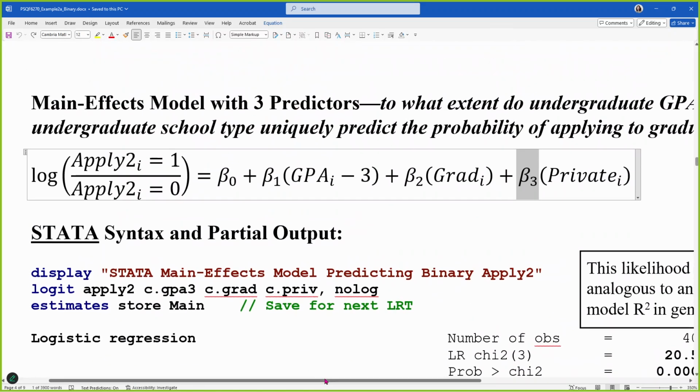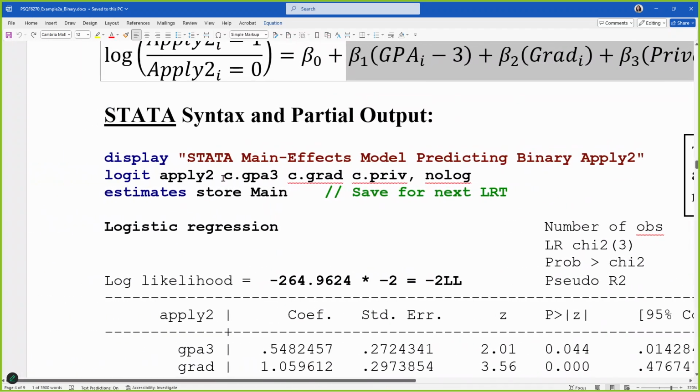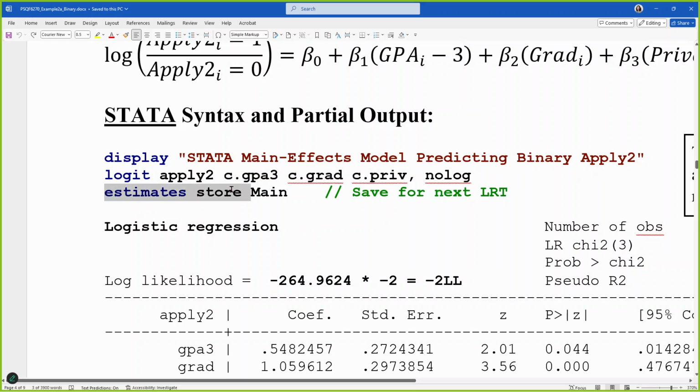So the question then would be, to what extent do each of these 3 factors uniquely predict one's probability of going to grad school, wanting to go to grad school? So I put them into my logit command the same way I would for a regress command. C dot means treat them as continuous. It's not strictly necessary, but sometimes it is. I am also storing the results of this model for comparison against other models. I'm calling the name of this model main.